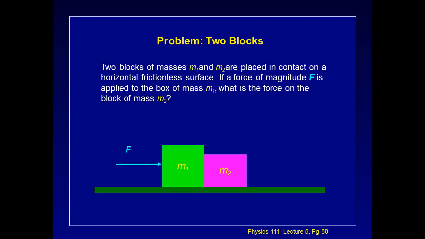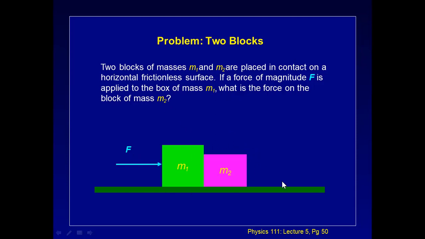Two blocks of masses M1 and M2 are placed in contact on a horizontal frictionless surface. If a force of magnitude F is applied to the block of mass M1, what is the force on the block of mass M2? So we have the following diagram. The force is applied on the larger block M1. What is the force on the block of mass M2?